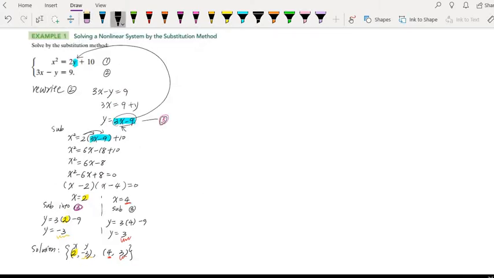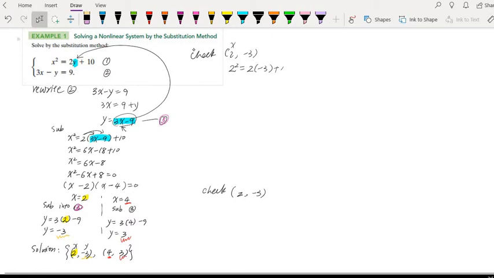For this type of question, you can always check your answer. We're going to check that 2 and negative 3 is a solution. I'm going to bring this x into the original equation. That will be 2 squared equals 2 times negative 3 plus 10. All I'm doing is checking whether it satisfies equation 1. Is the left side the same as the right side? This gives you 4. This side is negative 6 plus 10, which gives you 4 as well. So you got this correctly.